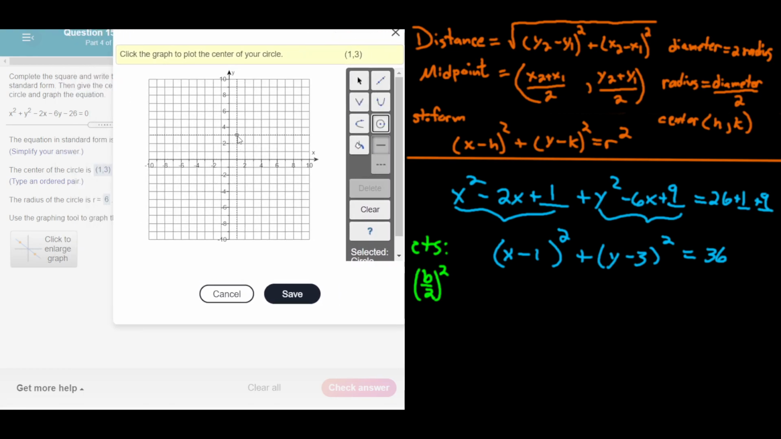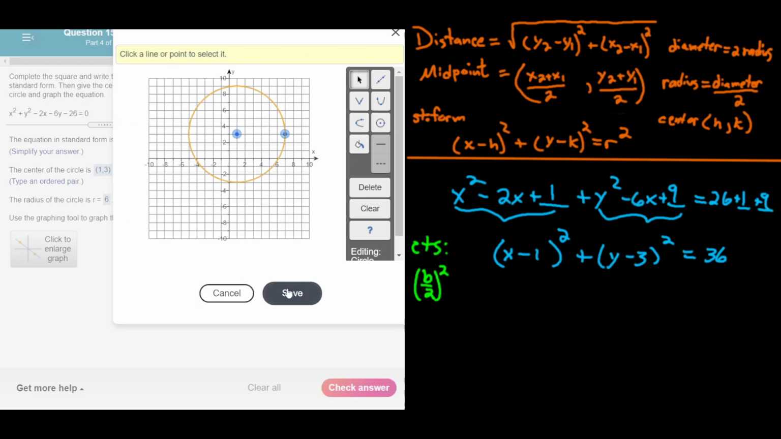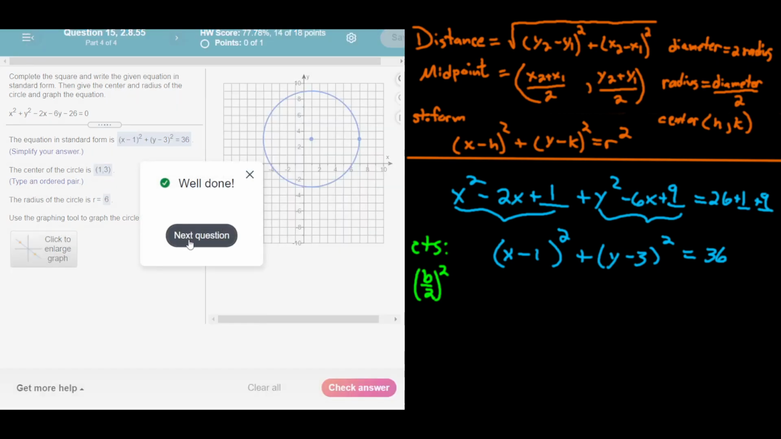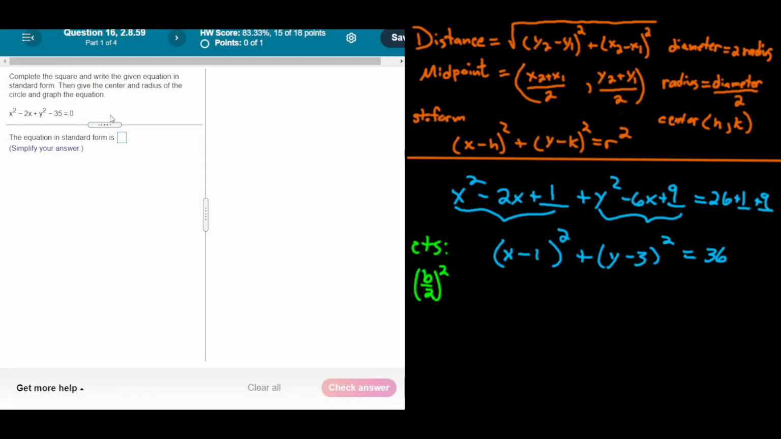So (1, 3). And then the radius is 6. So 1, 2, 3, 4, 5, 6. Bam, hit save. Got it. Next question. All right, good.